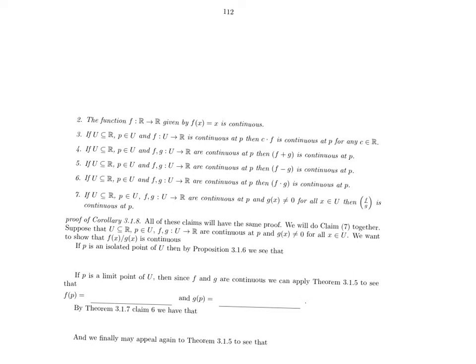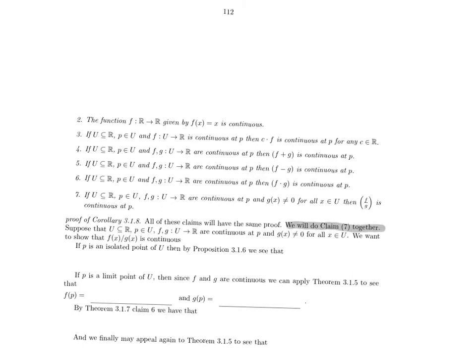So let's prove these. They all, in fact, have the same proof. I'll jump right down to claim 7, which is the most complicated of them. If I can do that proof, you should believe me that all of them will follow easily enough. So let's suppose that U is a subset of R, p is in U, and f and g are functions from U to R. Oh, maybe you noticed that here I say that we'll do claim 7 together.